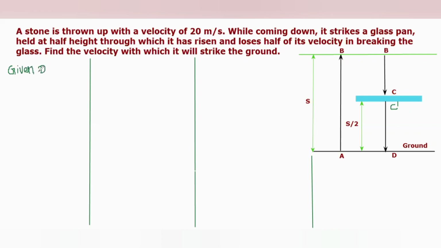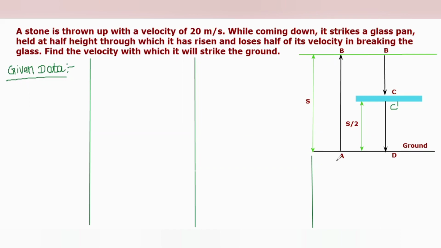Here we are going to calculate the velocity with which it will strike the ground. That means this velocity we are going to find. First of all, we are going to consider this entire motion in three segments. The first one is the segment AB, the upward motion.